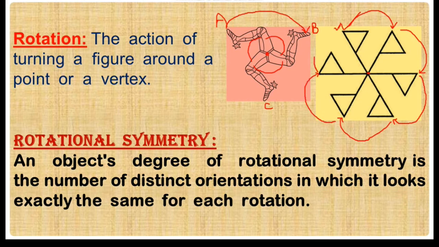So in one complete rotation, how many times do you get the exactly same position? 1, 2, 3, 4, 5, 6 times it can be rotated. So the order will be 6 and the angle of rotation will be 360 divided by 6, that is 60 degrees. Let us see a few examples.